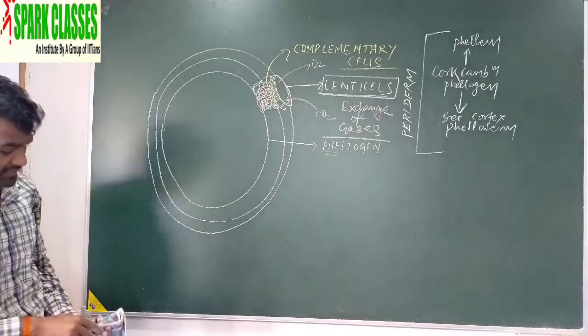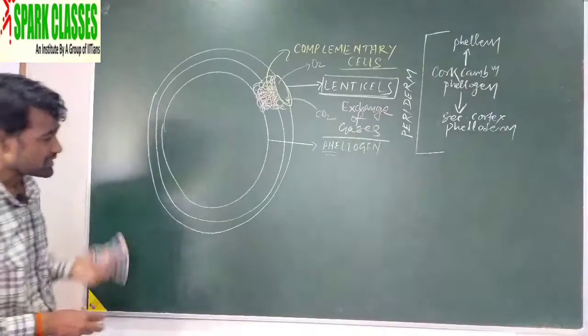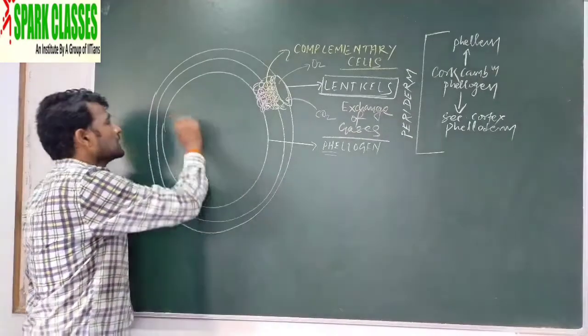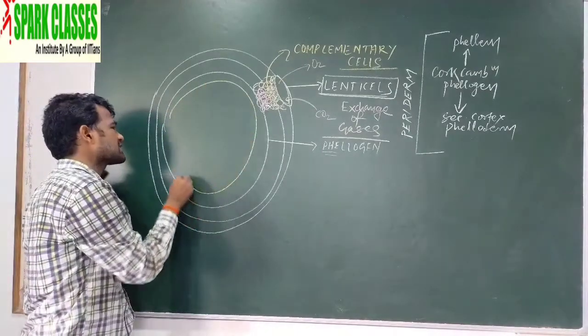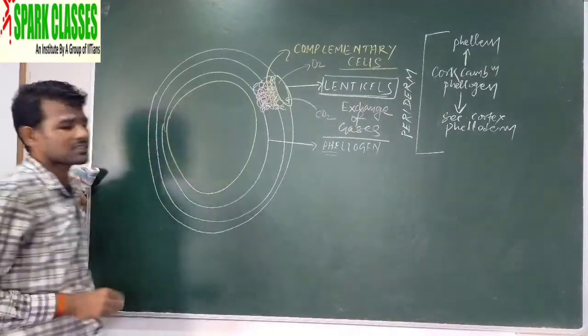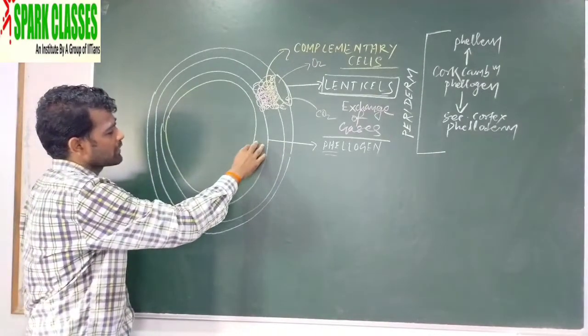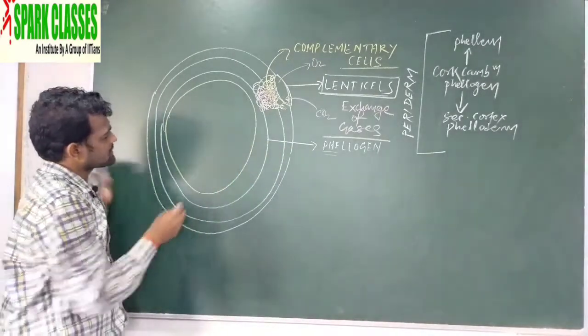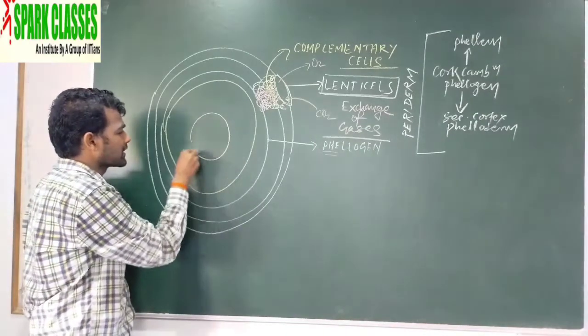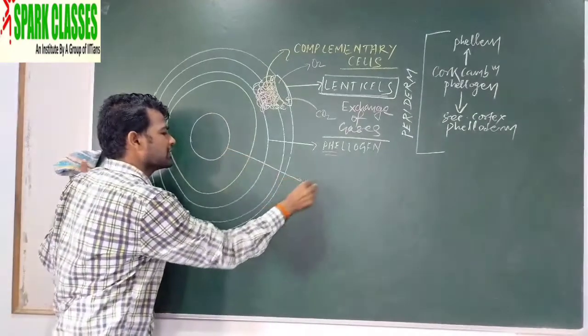What are lenticels? But an important thing, now we have completed phellogen. On the inner side, what is present? Secondary cortex or phelloderm. Three layers we have completed: on the outer side phellem, phellogen, phelloderm. Then again towards the center, what do you find? There is a cambial ring. This is the cambial ring.